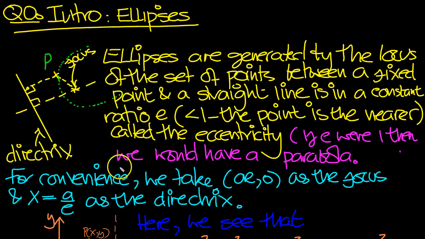Okay then guys, let's have a little look at ellipses then, a little intro into this. What is an ellipse? Well, generally it's a set of points that is generated by maintaining a constant ratio between a point and a fixed line.